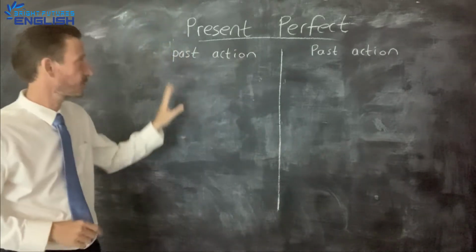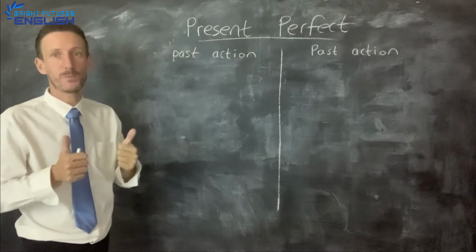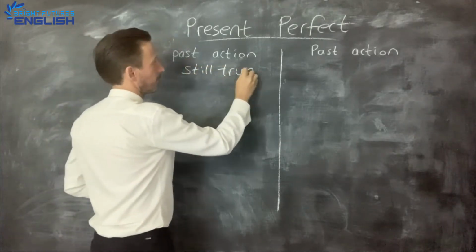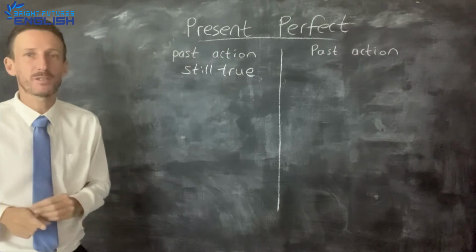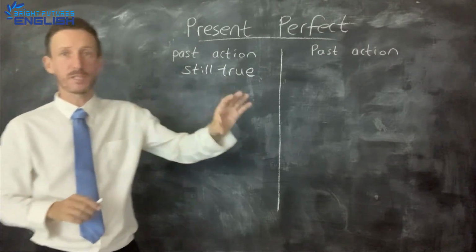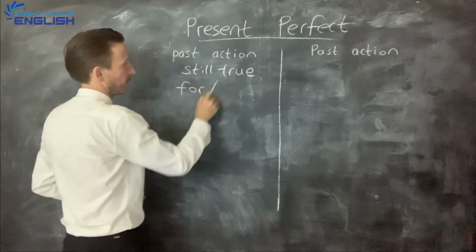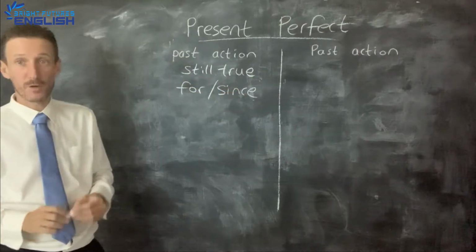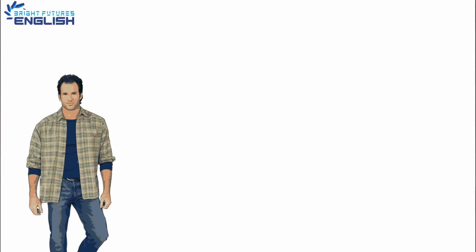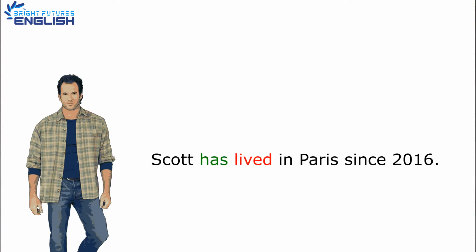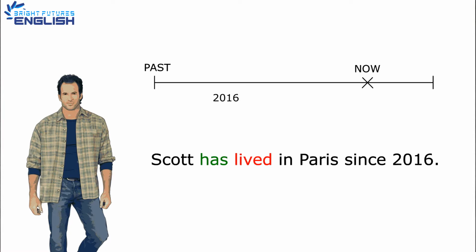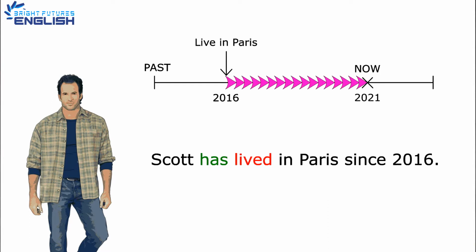The first use is for a past action that is still true. You're probably familiar with this structure. We use for or since to tell us how long ago the action started. For example, Scott has lived in Paris since 2016. In 2016, Scott started to live in Paris, and now, in 2021, Scott still lives in Paris.